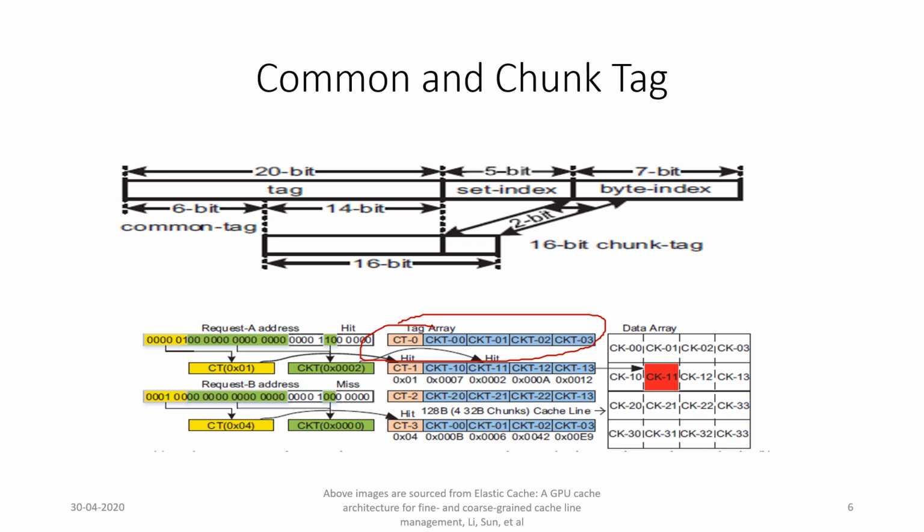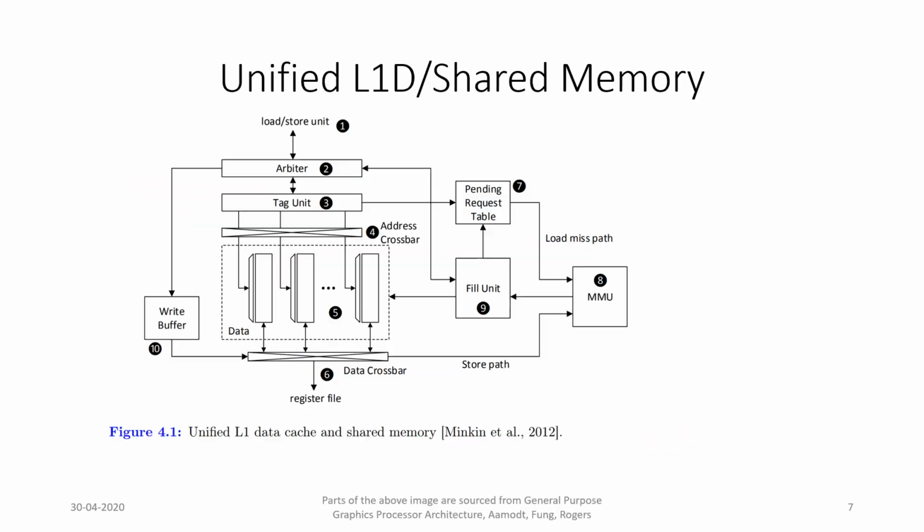Storing individual chunk tags for individual sectors in a line helps us store non-continuous sectors inside a single cache line whenever necessary. So whenever an access comes in, it first checks the common tag, and only if it matches will it look into the corresponding chunk tags for the corresponding sectors and result in a hit, miss, or word miss.